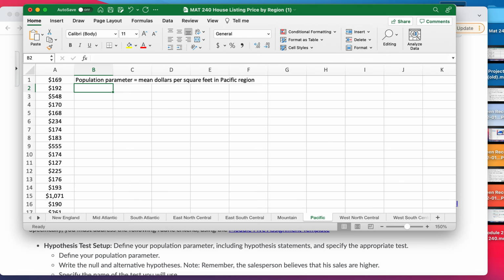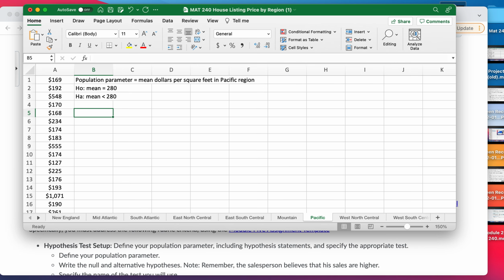Write your null and alternate hypothesis. Okay, so H0, the mean equals 280. H0 always has equal. HA, let's go back to that sentence that we talked about. The salesperson claims the average cost per square foot in the Pacific region is less than 280. So the mean is less than 280.